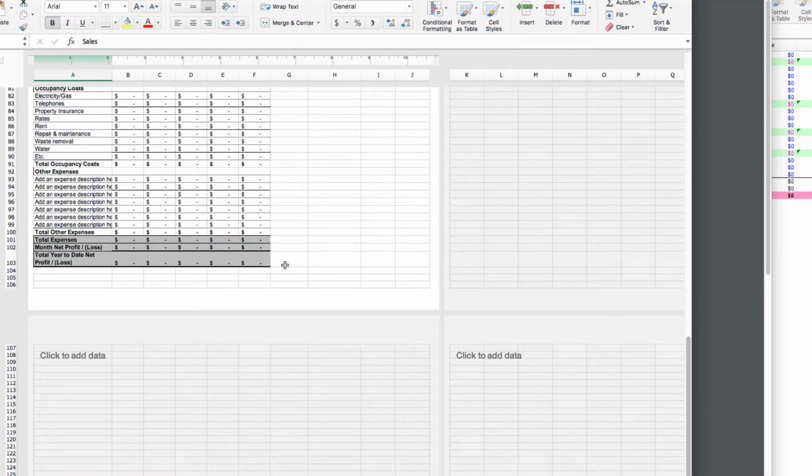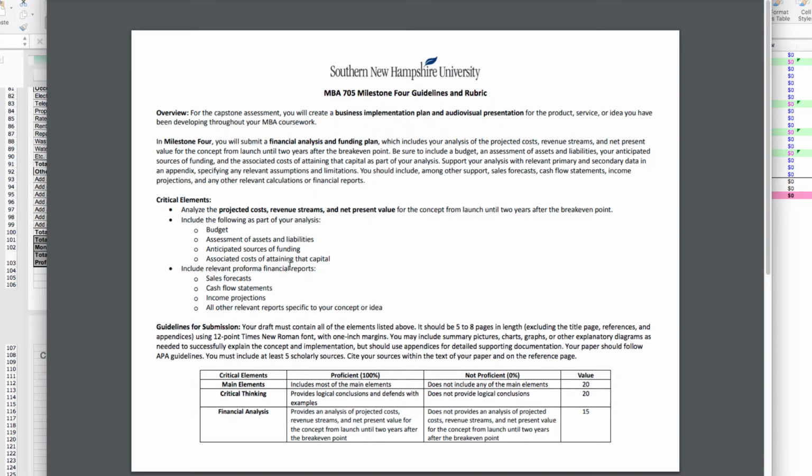Income is in your net profit, whether it's yearly net profit or monthly. That should be quarterly. Quarterly net profit. There's a place for your net profit there. So this one form covers sales forecast and income projections. What's missing is cash flow.